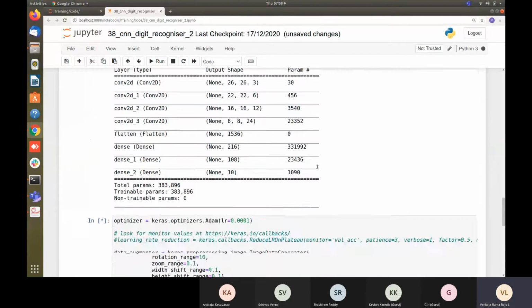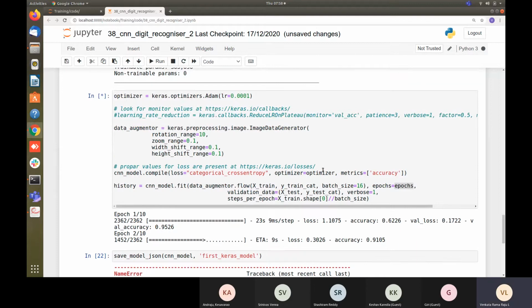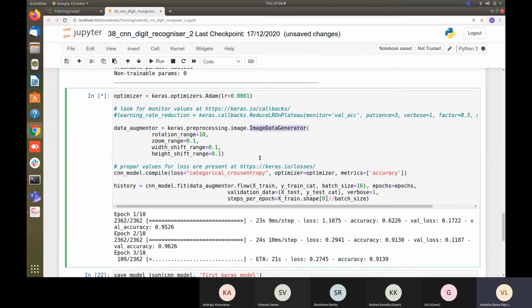10 epochs. So it's a CNN network on the same digit recognizer data set. So it takes some time. In the meantime, let us understand about image data generator.